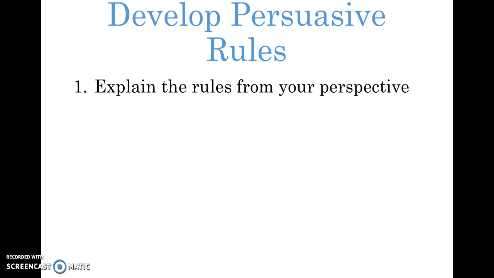So if a rule has very specific requirements and you want to say that the rule doesn't apply here because the requirements aren't met, then you want to create a version of the rule that's very narrow and specific. If you're on the other side, you want to create a version of the rule that's broader, that isn't as limited. You want to generalize the requirements more so that you can argue that it does apply. So you have to figure out how to explain the rules from your perspective.